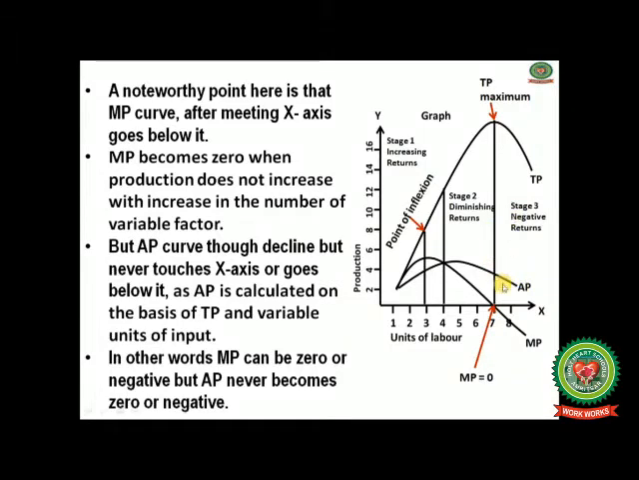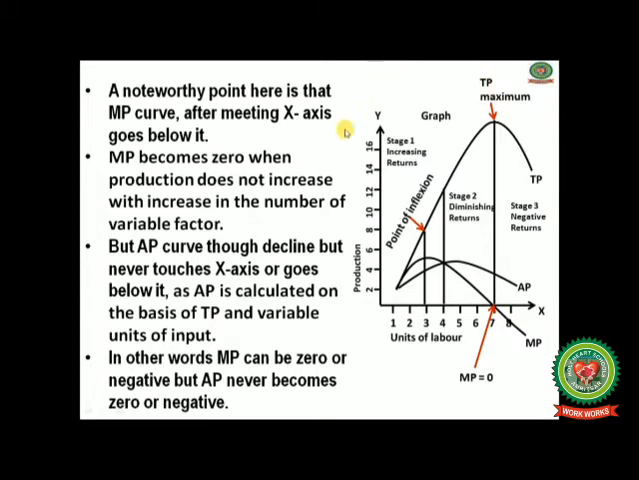So in other words, marginal product can be 0, meaning the additional output can be 0 or even negative, but the average product, that is per unit production, can never be 0 or negative. It can be diminishing, the output given by each and every laborer can be less, but it cannot be 0.